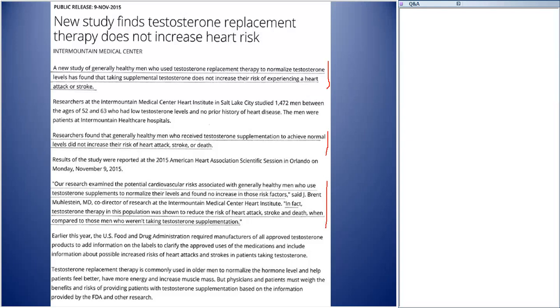Notice that they said testosterone was given to healthy men. They didn't look at men that had levels less than 300. They took men that were normal, that were healthy, and gave them testosterone and then observed to see what happened. In fact, testosterone therapy in this population was shown to reduce the risk of heart attack, stroke, and death when compared to those men who were not taking testosterone supplementation. When you want to increase the risk of dying, do not take the testosterone. When you want to protect against the risk of dying, heart attacks and strokes, then you should prescribe the testosterone.